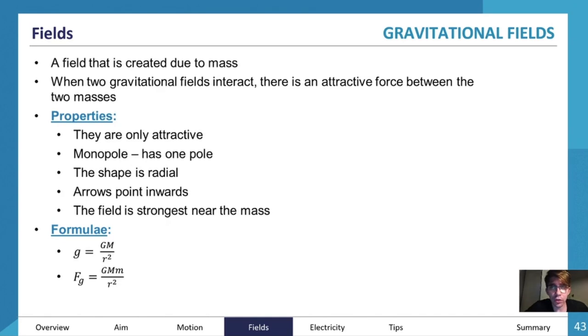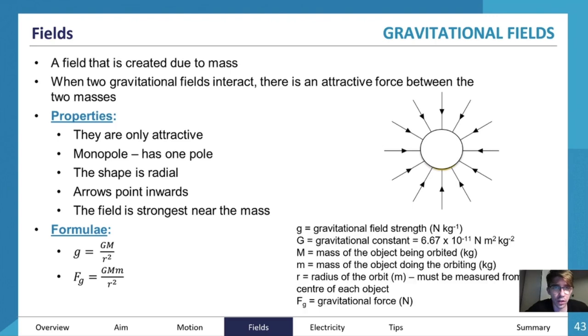A gravitational field is a field that is created due to mass. When two gravitational fields interact, there is an interactive force between the two masses. The properties of gravitational fields are that they are only attractive, they are a monopole. The shape is radial, the arrows point inwards, and the field is strongest near the mass. The formulas that we use are g is equal to Gm on r squared, and Fg is equal to G capital M lowercase m divided by r squared.